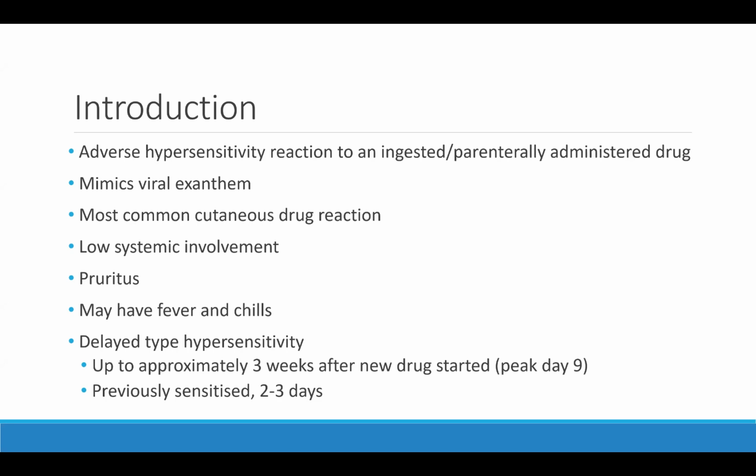There is usually low systemic involvement, and the patients complain of pruritus. They may also have fever and chills. This is a type of delayed type hypersensitivity. It can occur up to 3 weeks after the new drug has started. Usually the peak is at day 9. In patients who are previously sensitized, it can occur within 2 to 3 days after starting the medication.